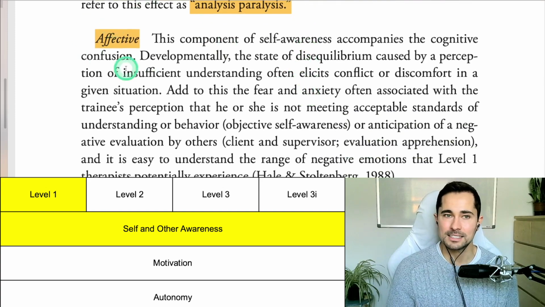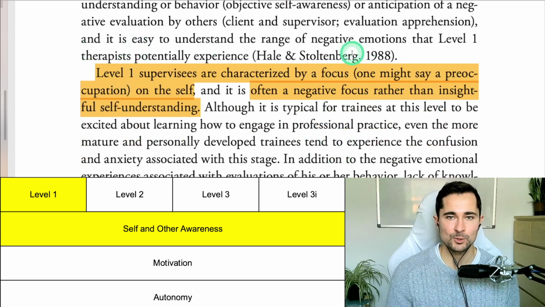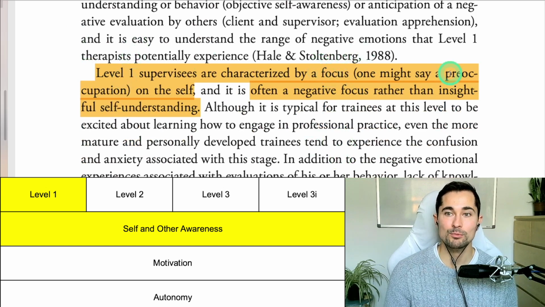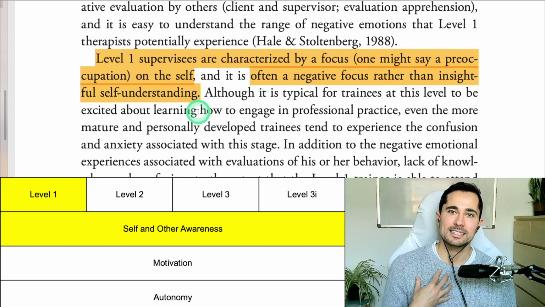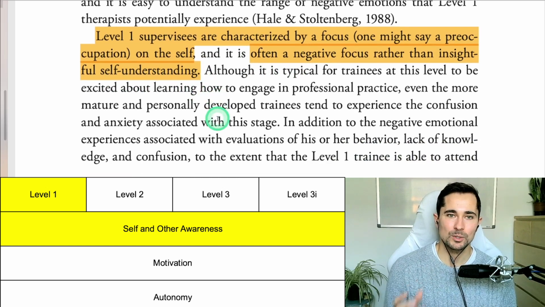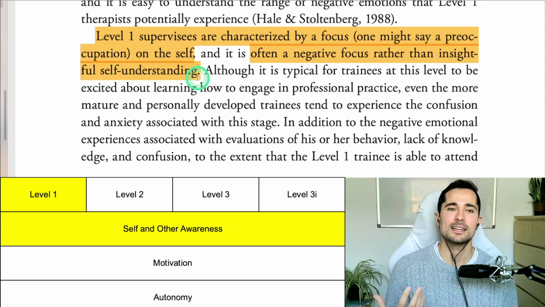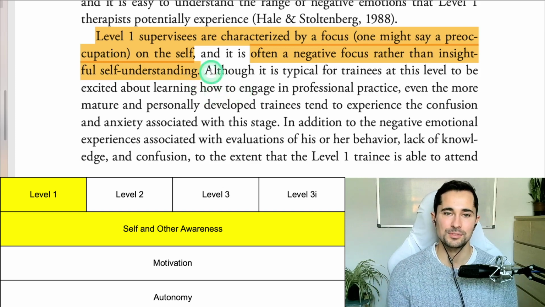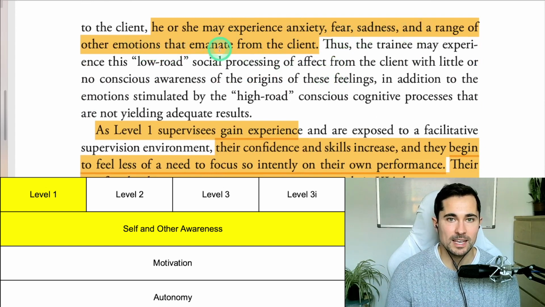What about the affective side or the emotional side? So level 1 supervisees are characterized by a focus or a preoccupation on the self. So I'm anxiously preoccupied with myself, rather than a sort of healthy, insightful self-reflection and self-awareness. So he or she may experience anxiety, fear, sadness, and a range of other emotions that emanate from the client.